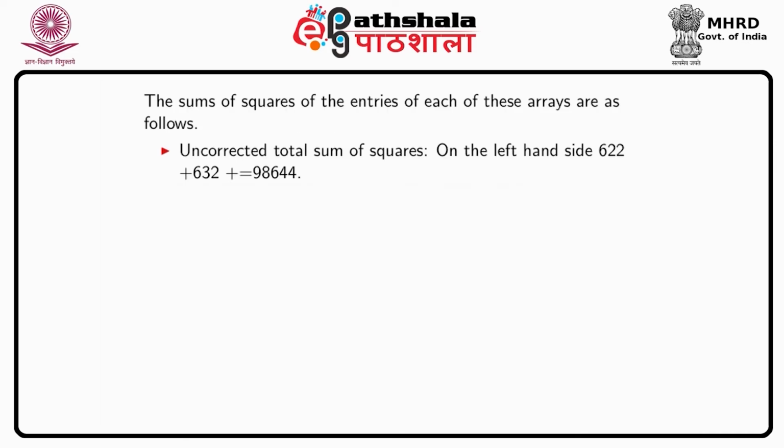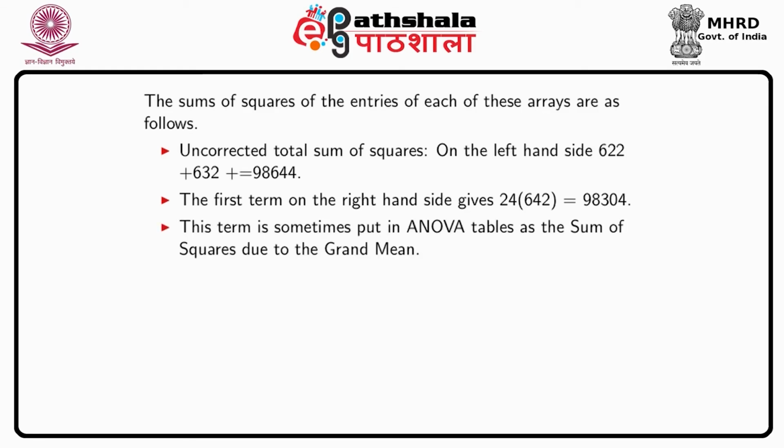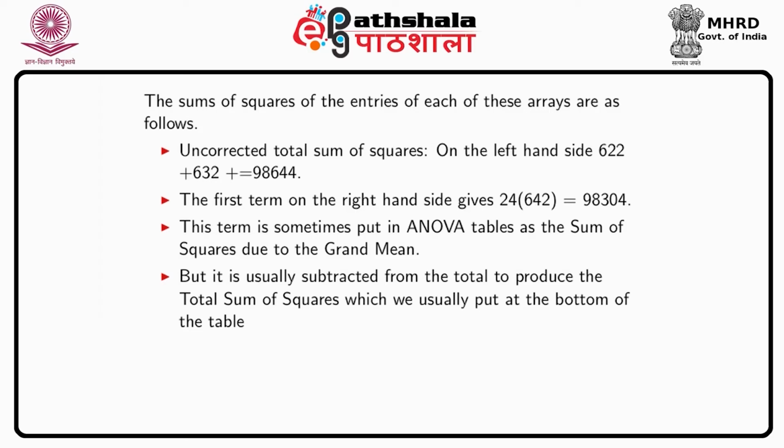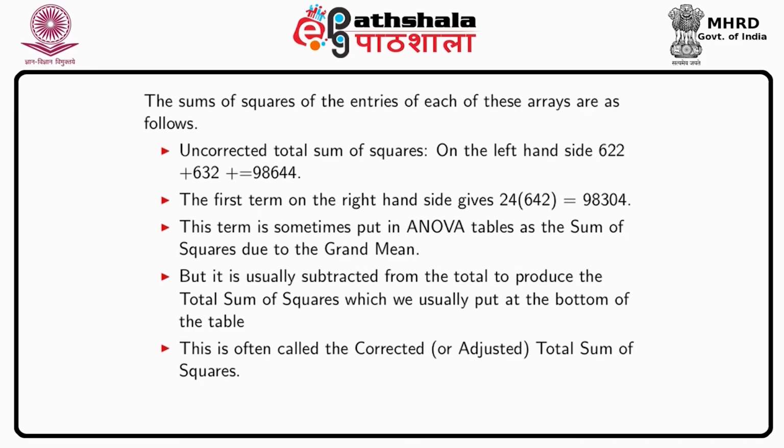The sum of square of the entries of each of these arrays are as follows. So keeping in mind the previous matrices, the uncorrected total sum of squares would be on the left hand side the square of 62 square plus 63 square and so on. The first term on the right hand side gives us 24 times 64 square. This term is sometimes put in the ANOVA table as the sum of square due to the grand mean. But it is usually subtracted from the total to produce the total sum of square, which we usually put at the bottom of the table. This is often called the corrected total sum of squares in the ANOVA table.